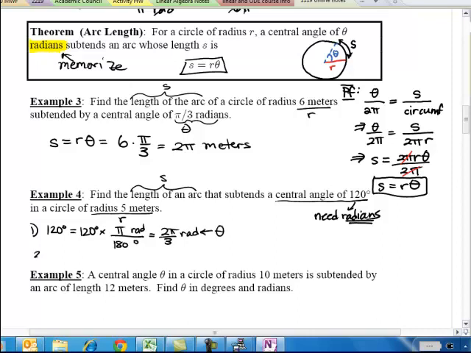And then the second step, we can say s is r times theta. So we'd have r times theta, it would be 5 times 2 pi over 3. So 10 pi over 3 meters.